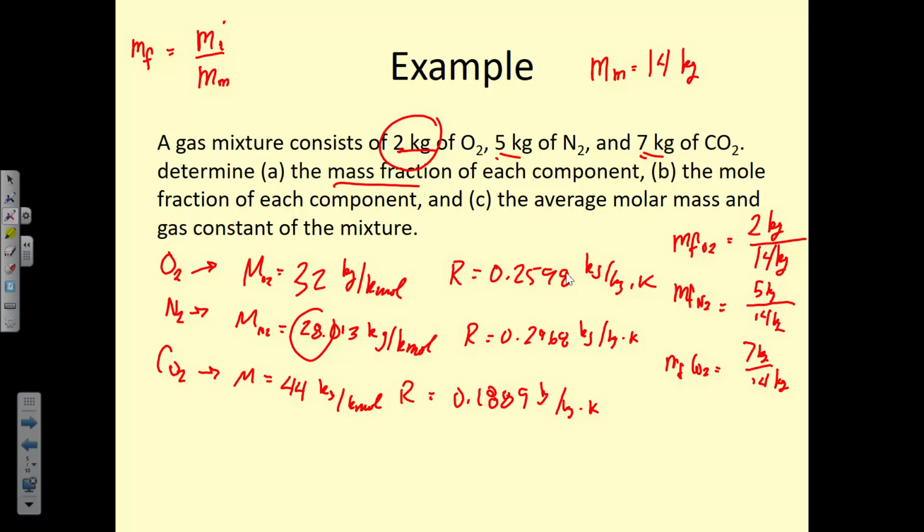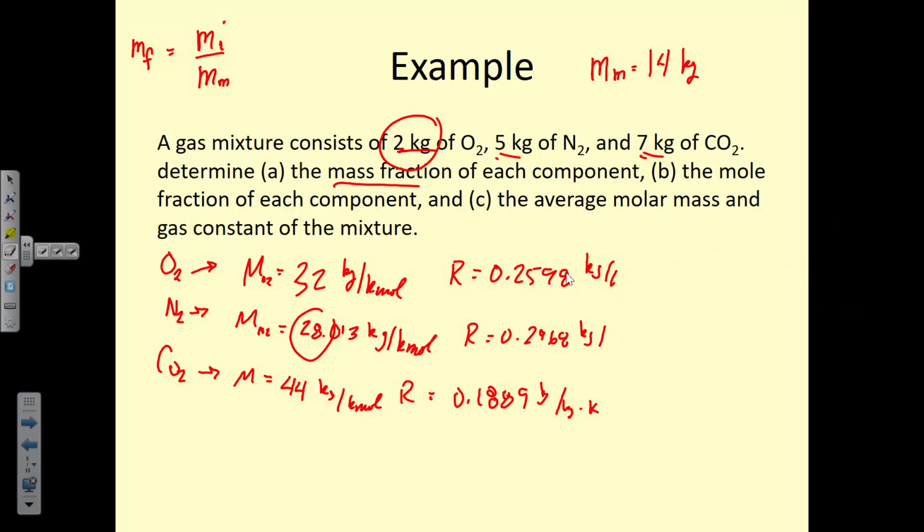So these values are 0.143. And notice these are unitless, right? Because it's kilograms divided by kilograms. 0.357 and 0.5. And if we want to be thorough and do a double check, we could add these up. 0.143, 0.357, and 0.5 should add up to 1. Those mass fractions, the sum of which should all be 1. Okay, pretty easy, right? Easy stuff. We're just doing some math here.